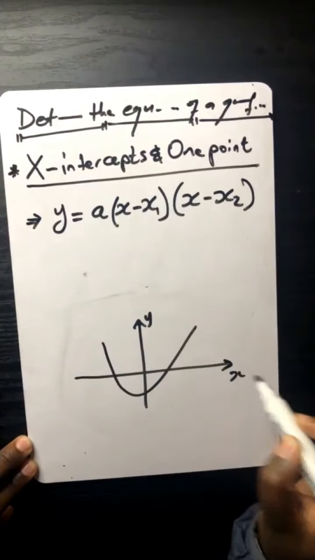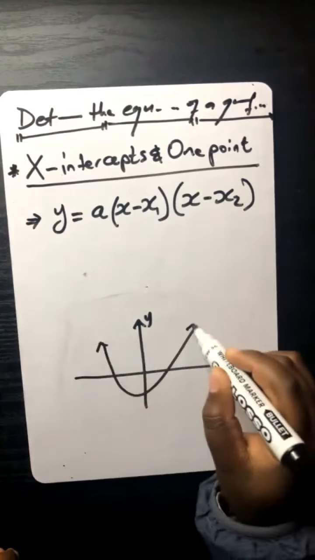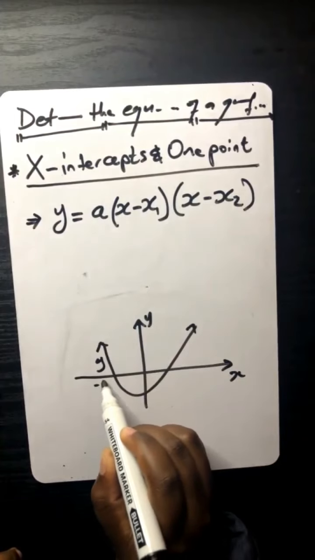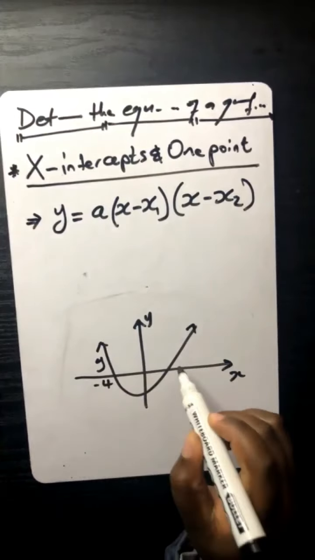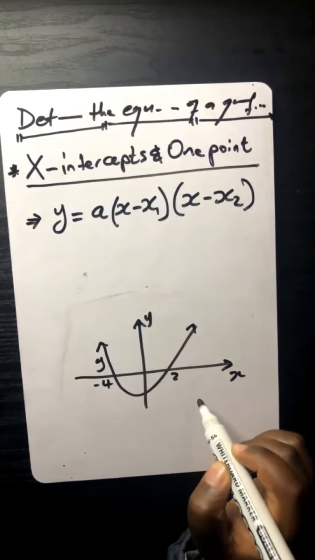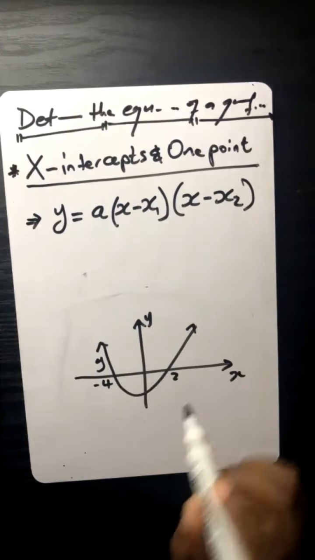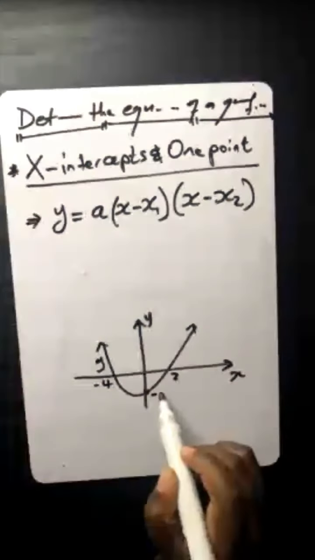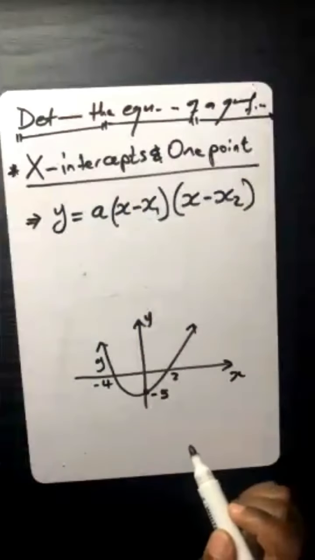This is y, this is x, and then this is maybe the graph of g. That x-intercept over there, let's say, is -4, and that one there is 2. And then let's say we've got that y-intercept over there, it's -5, just as an example, guys.